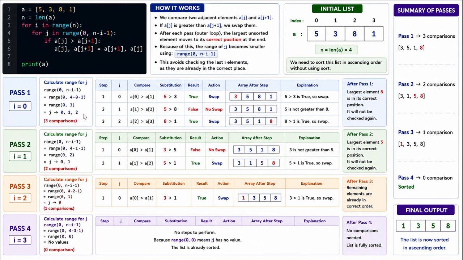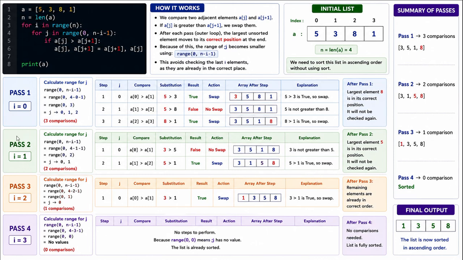What is the next step here? Step 3, j equal to 2. a of 2 greater than a of 2 plus 1, which becomes a of 3. So a of 2 greater than a of 3. Let's check. What is a of 2 here? 8. What is a of 3 here? 1. Is 8 greater than 1? Yes, it is true, so we have to swap them.